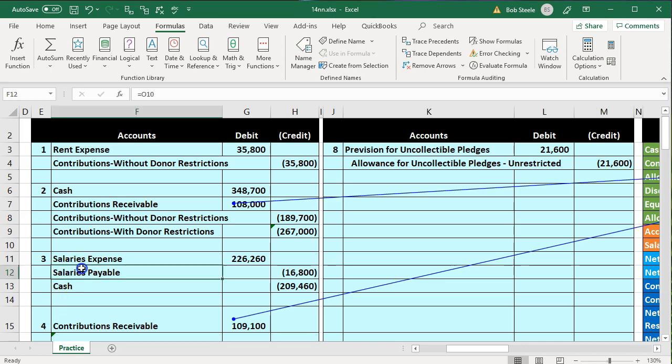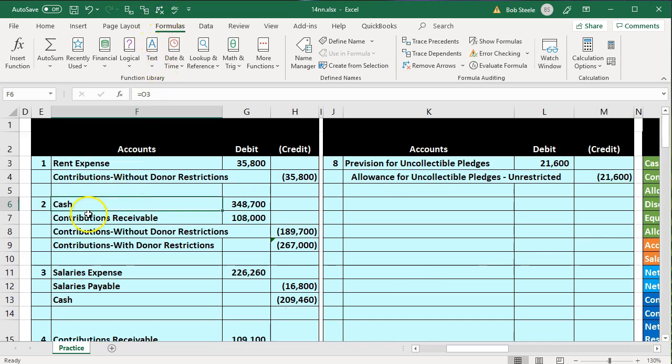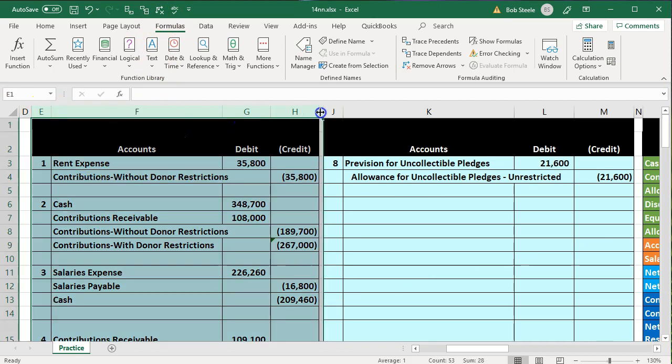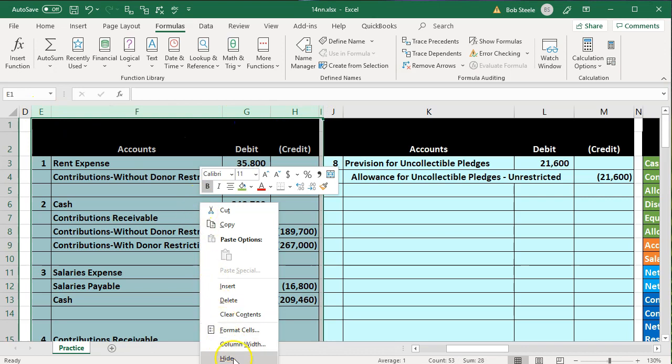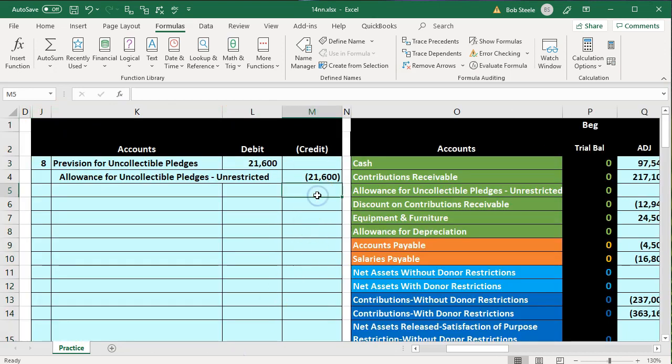So I'm going to then, let's hide these items up top. I'm going to get rid of the arrows and hide this back up again. We're going to put our cursor on E to I, let go, right click the selected item and hide. And now we can record our transaction.